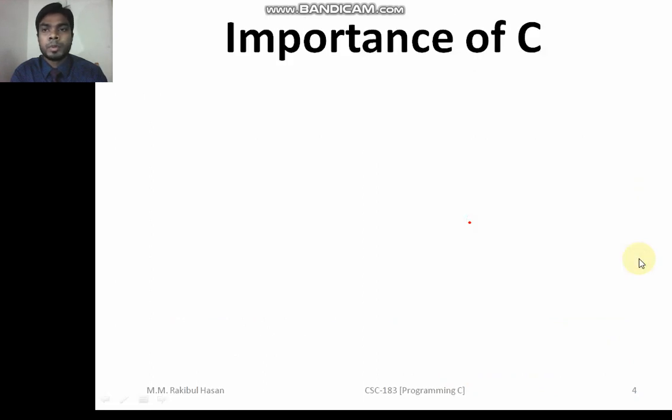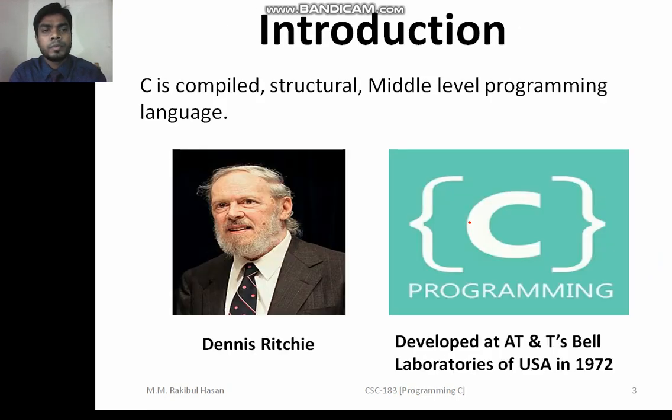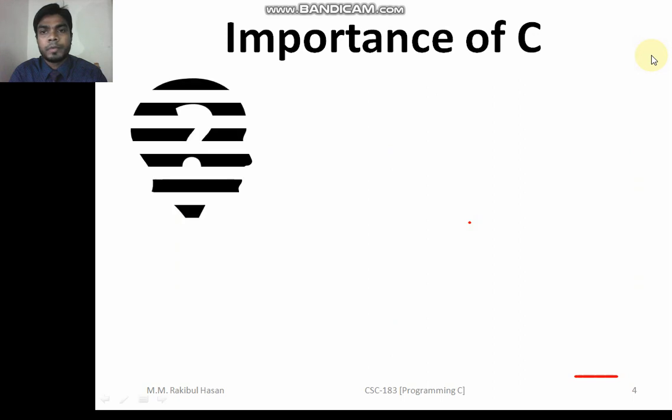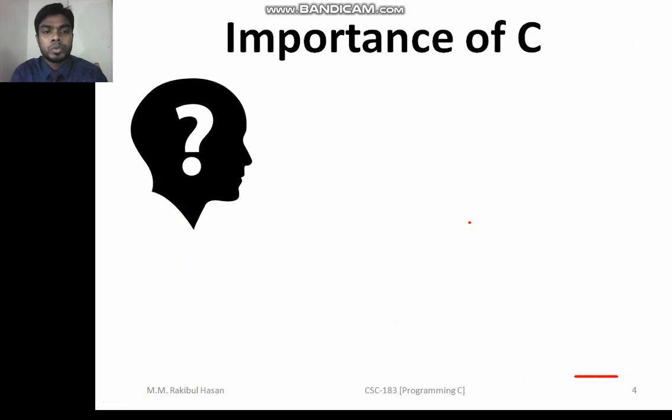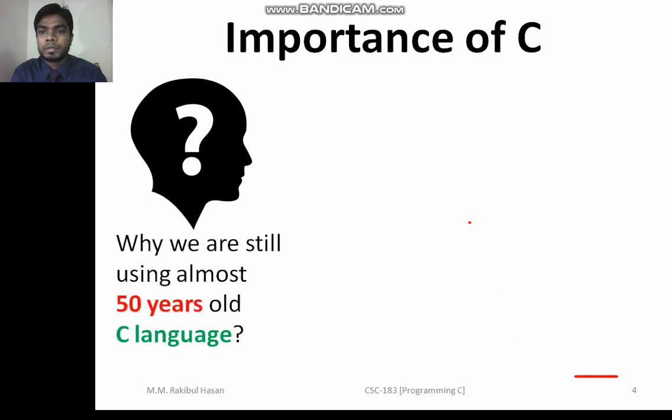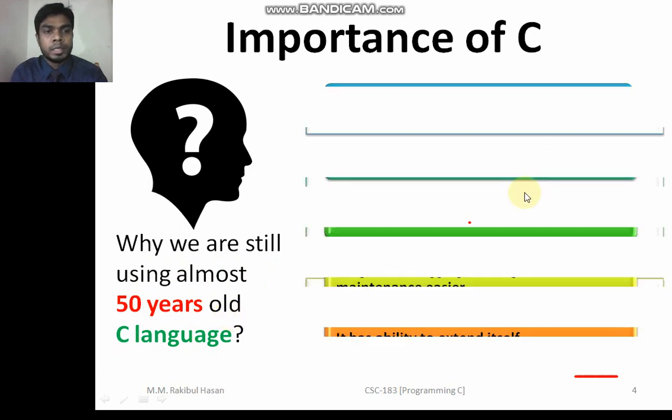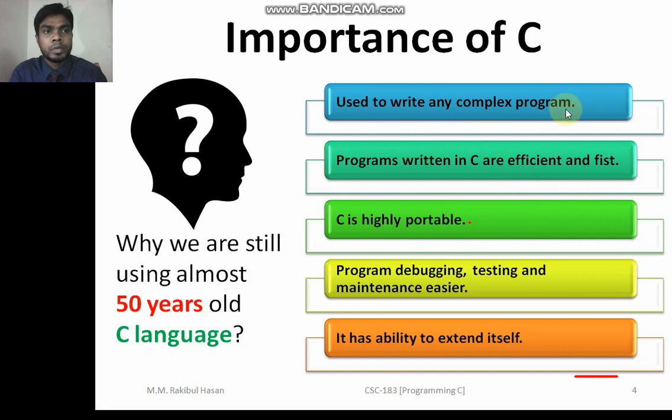Now I would like to discuss the importance of C programming language. So now you might think that C programming language is a very old one, isn't it? If you look at this year, it is 1972, but still, why do we need to learn, why do we need to know the C programming language? This is a very valid question, definitely. Now I'm going to answer your question: why we are still using an almost 50 years old C language. So let's see, here is the answer.